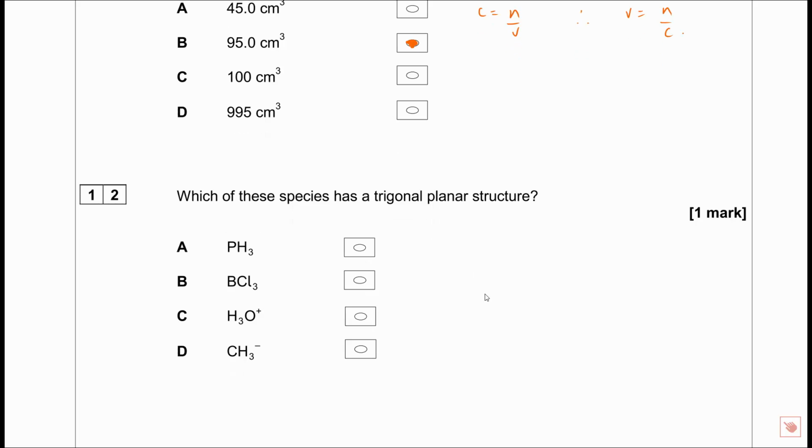12. Which of these species has a trigonal planar structure? Really, all you've got to do here is go through and calculate each one of these using the method: looking at the central atom, looking at what's coming in, accounting for each one of those, adding in the right numbers. Then you've got to account for any ions. Finally, divide that by 2 to find out how many pairs you've got. You end up finding that actually it's this one here, BCl3.